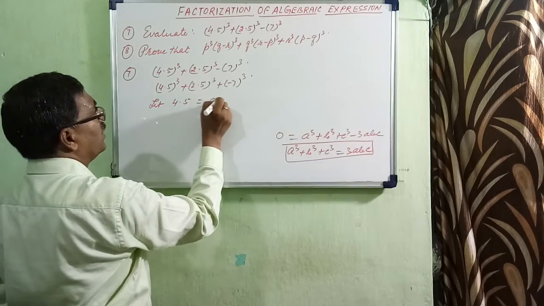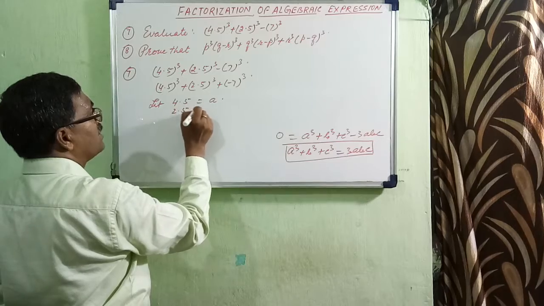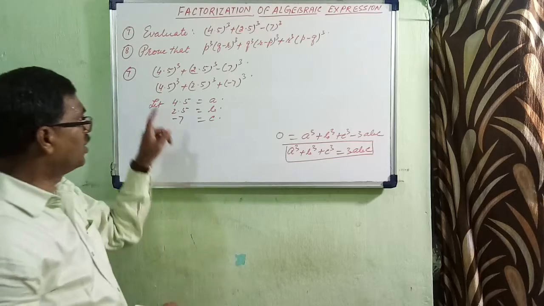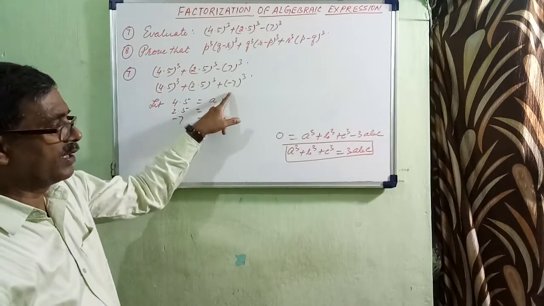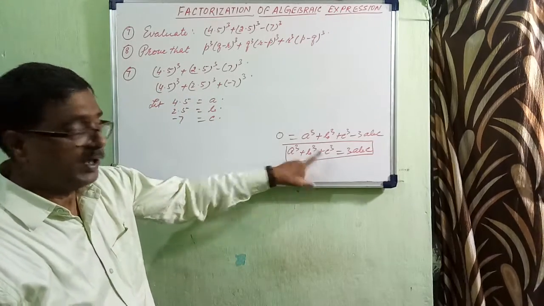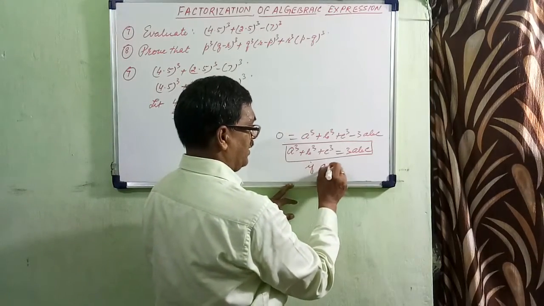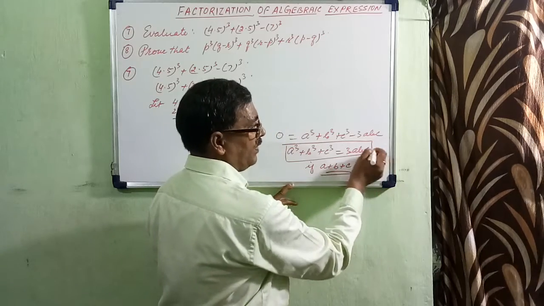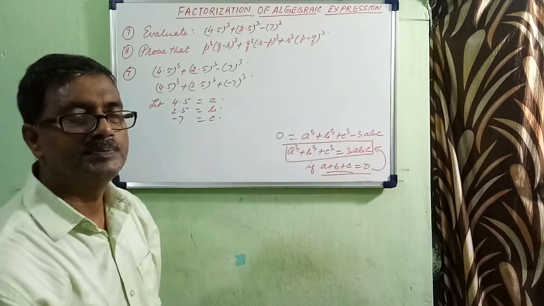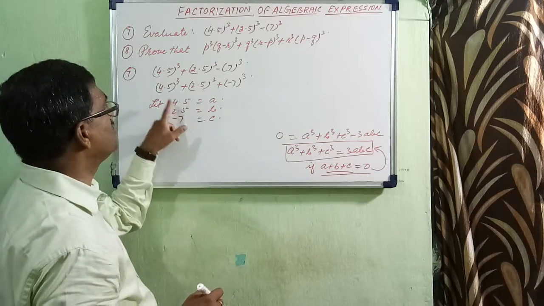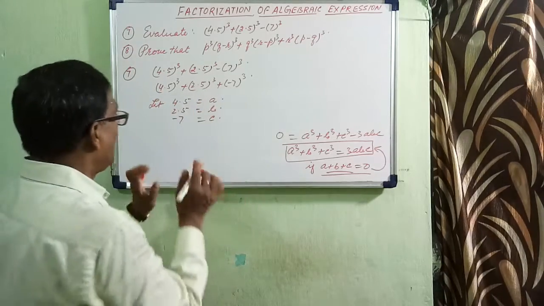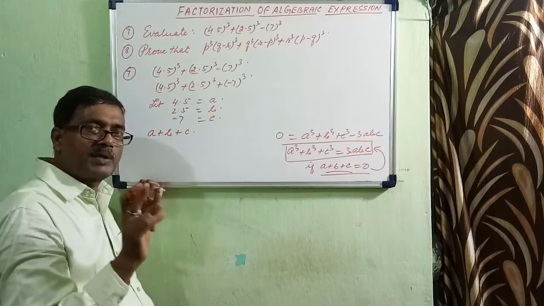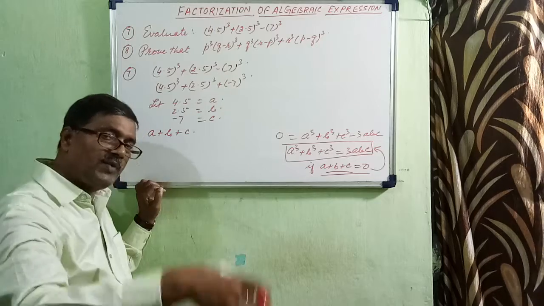Let 4.5 be A, 2.5 be B, and minus 7 be C. I have A cube plus B cube plus C cube. If A plus B plus C is 0, then we can apply this particular formula. So that's why I have assumed that this is A, this is B, this is C. And now we will straightforwardly check the values of A, B, C. Don't write A plus B plus C is equal to 0, but see whether it is coming to 0 or not.